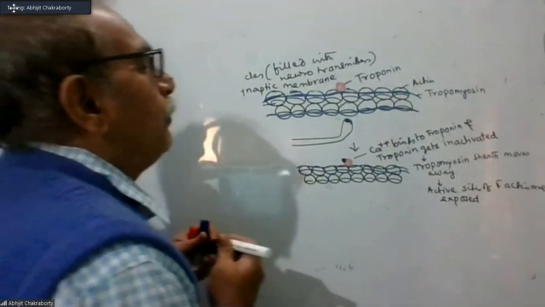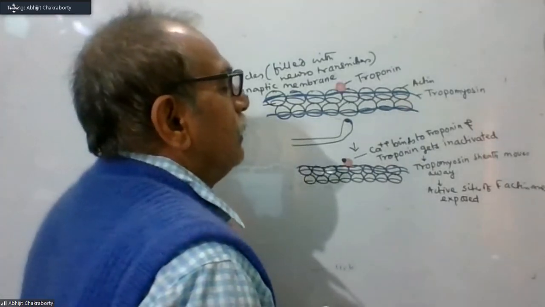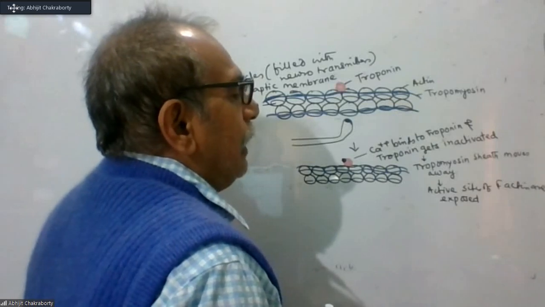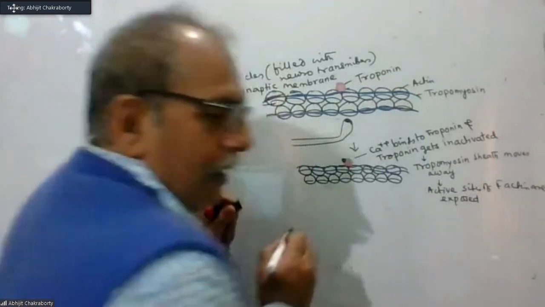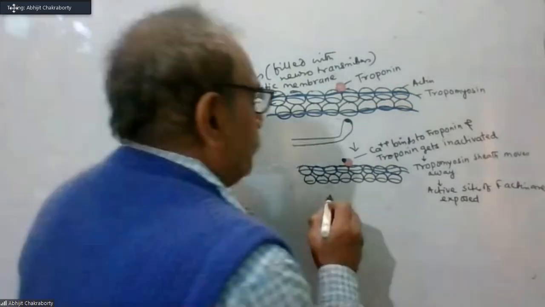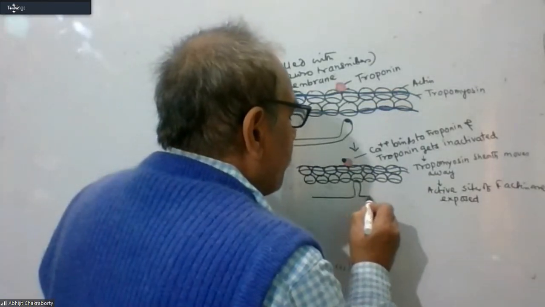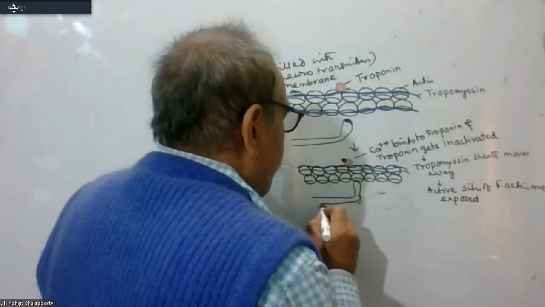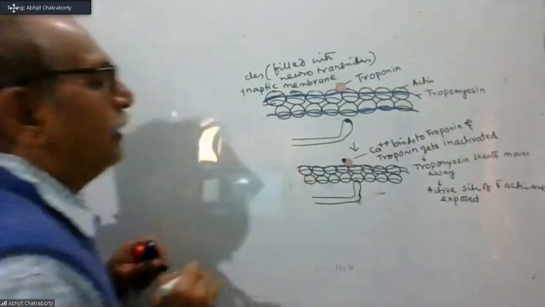Calcium ion binds to troponin. Troponin gets inactivated. Tropomyosin sheet moves away. Active sites of actin are exposed. Now, myosin head binds to actin.